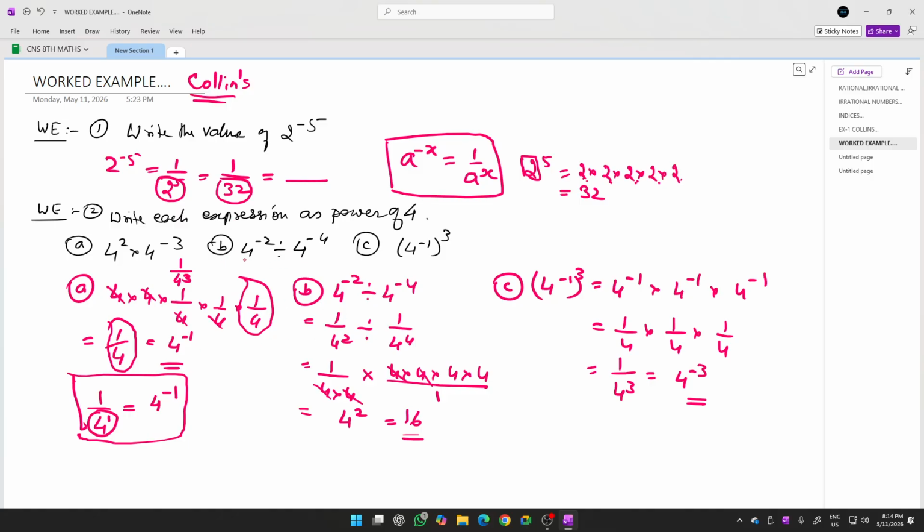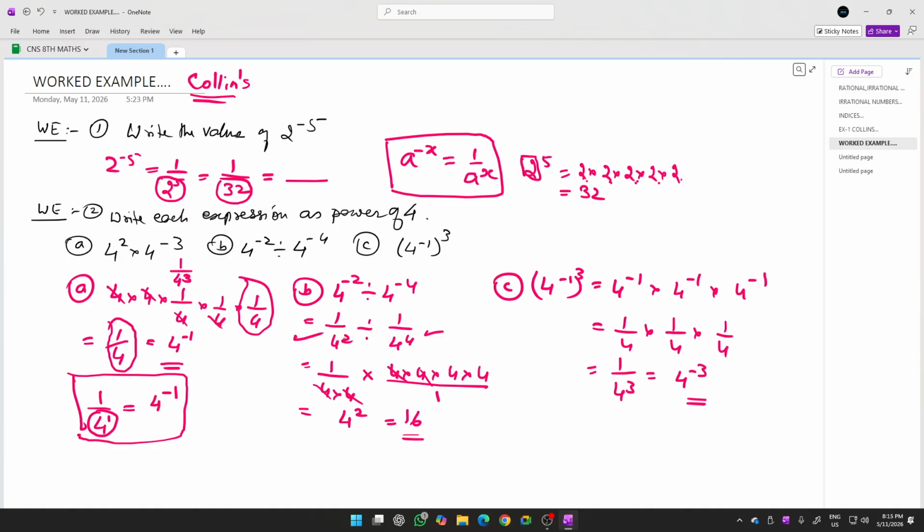Now the b part of the question is 4 raised to minus 2 divided by 4 raised to minus 4. So 4 raised to minus 2, first I will write it as 1 upon 4 raised to 2, divided by 4 raised to minus 4, which I can write as 1 upon 4 raised to 4, right? So the first step is I have converted the negative index into positive. Minus 2 and minus 4 I have converted into 2 and 4. And this is the way you have to do it.